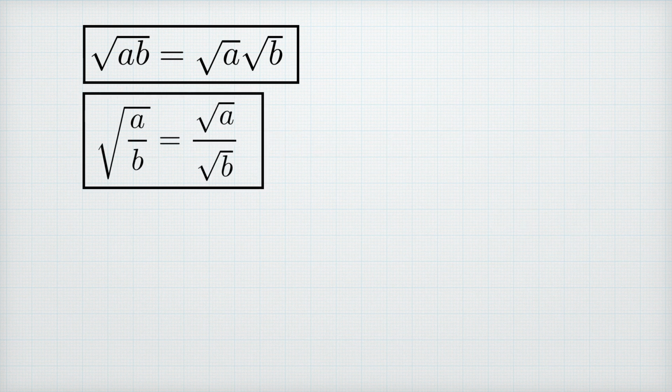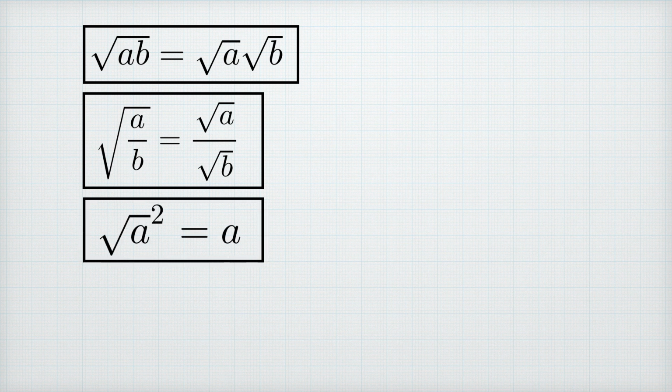The same applies for divisions. The square root of a divided by b is the same as the square root of a divided by the square root of b. Applying these formulas in both directions, depending on the problem, is very useful. Our next formula tells us that the square root of a raised to the power of 2 is the same as a. We previously saw squaring and square rooting are inverse operations of each other, so they cancel each other out, and we are left with a.